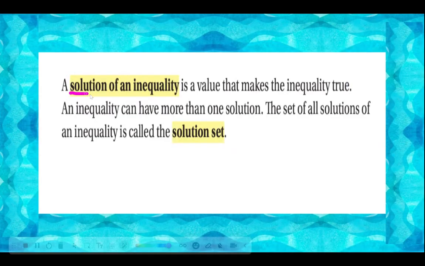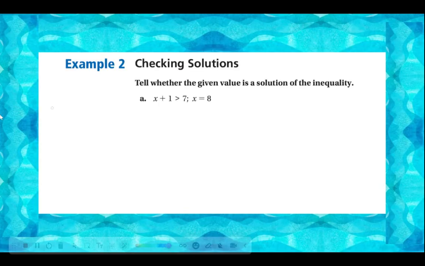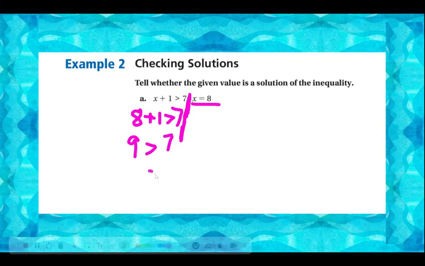Now we're going to look at solutions of inequalities. Okay, the set of all solutions of the inequality is called the solution set. So now we need to tell, so where you see the semicolon, make a dark line. I am going to plug in an 8 for x. So this is saying 8 plus 1, is that greater than 7? Well, 8 plus 1 is 9. Is 9 greater than 7? Yes, it is. So that would be a solution of that inequality.